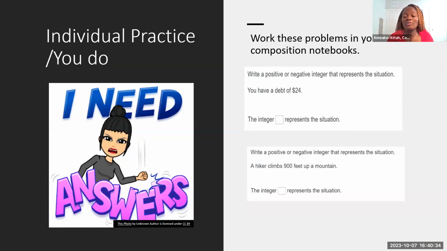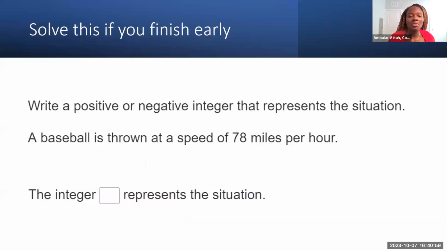You have a debt of $24, a debt which is a minus. Good. A hiker climbs 900 feet up. So if I'm climbing, it means I'm going up, right? Good. No one climbs to come down. You descend to come down and you climb to go up. So that's positive 900. If you got this correct, good job, guys.